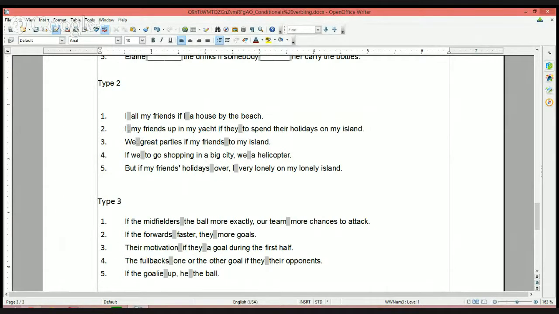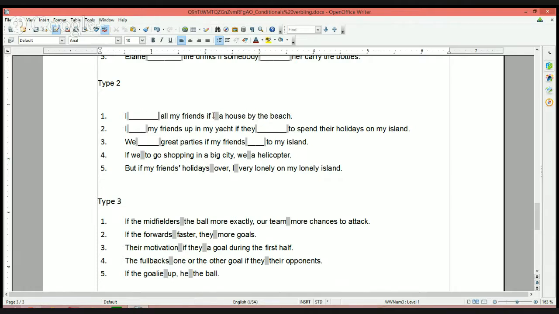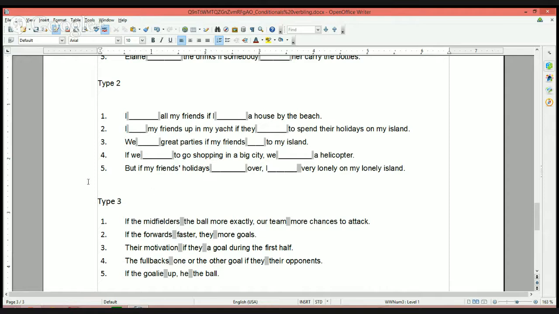In the meantime, Adela, can you do these for us? The first one is take, and the second, want. I'd take my friends up in my yacht if they wanted to spend their holidays on my island. Awesome. Thank you very much. Perfect sentence.